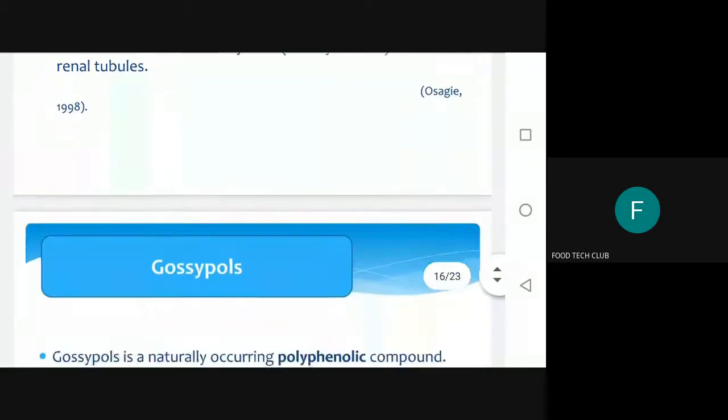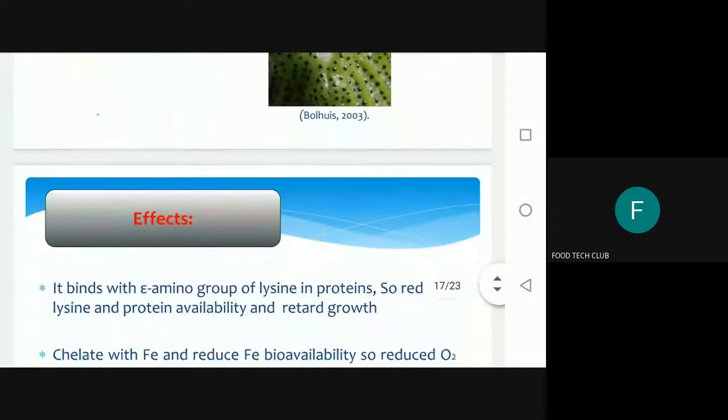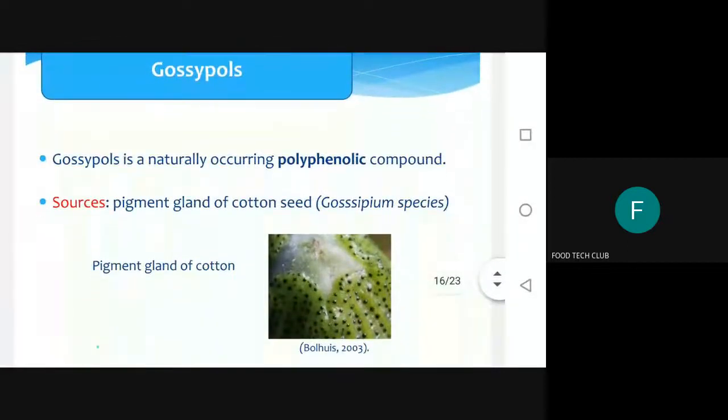Then we come to gossypols. Gossypols are again polyphenolic compounds, and they are found in cotton seeds. Now you'll say, ma'am, who will consume cotton seed? You are not consuming the cotton seed, but from cotton seed we get cotton seed oil. In the western part of our country, especially the Maharashtra and Gujarat belt, they consume cotton seed oil. So if you are consuming cotton seed oil, you get some quantity of this compound.